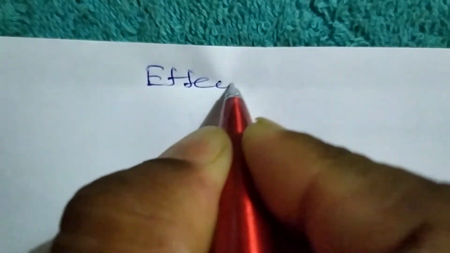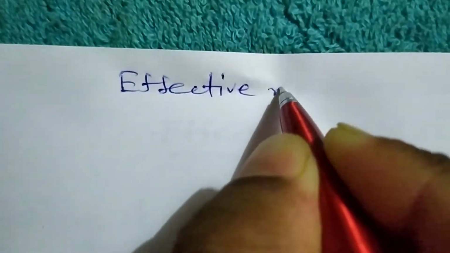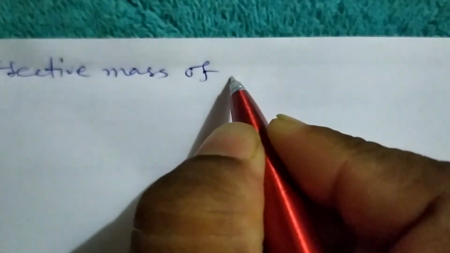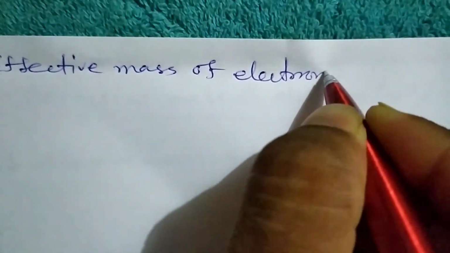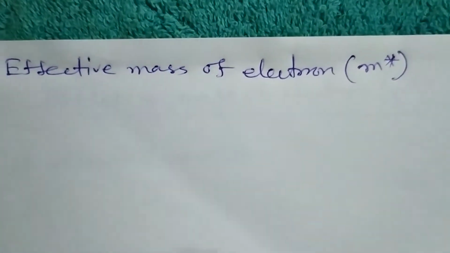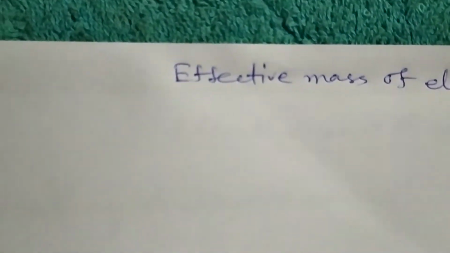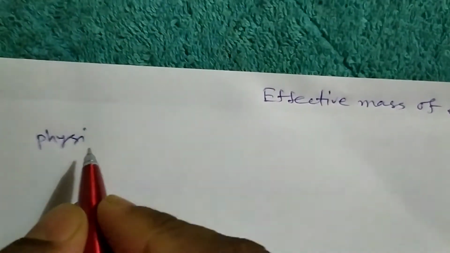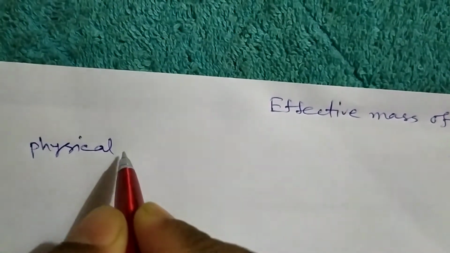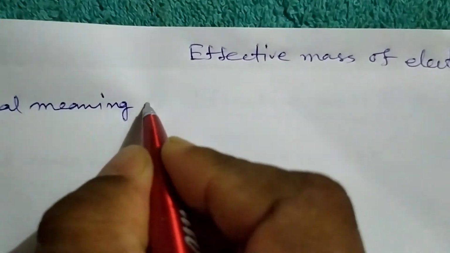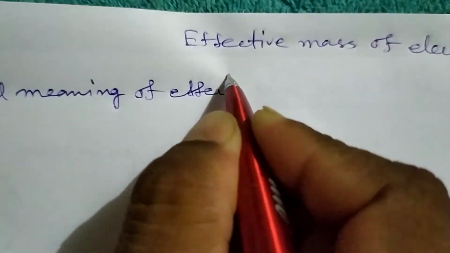Today we will discuss the effective mass of an electron. We write it by m star. First of all, we will see what is the physical meaning of effective mass.